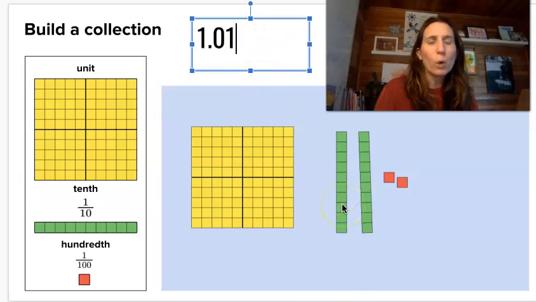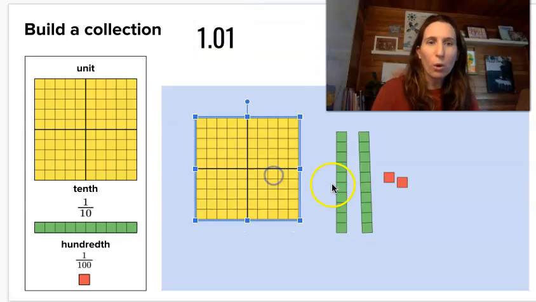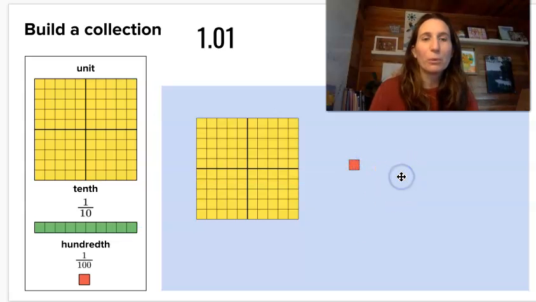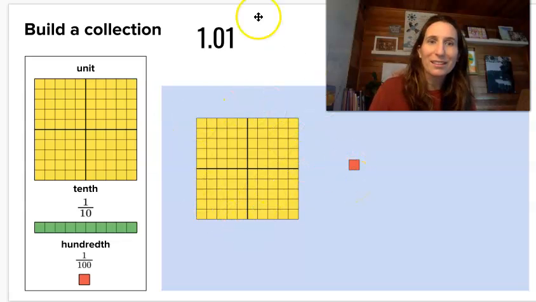1 and 1/100th. Here's 1 whole. We don't have any tenths in this number. And we only have 1/100th. Here's the number 1 and 1/100th. Let's look at another one together.